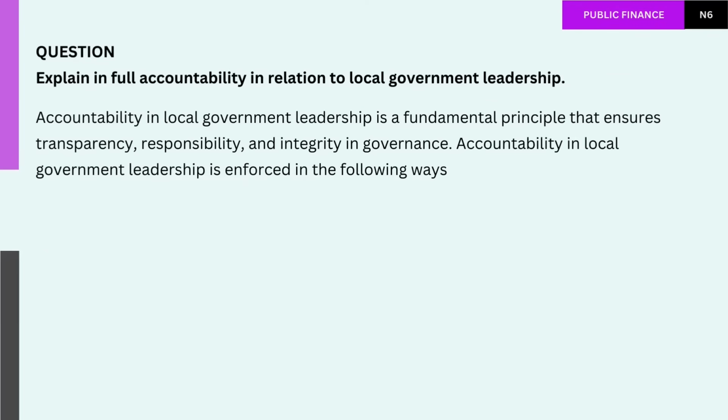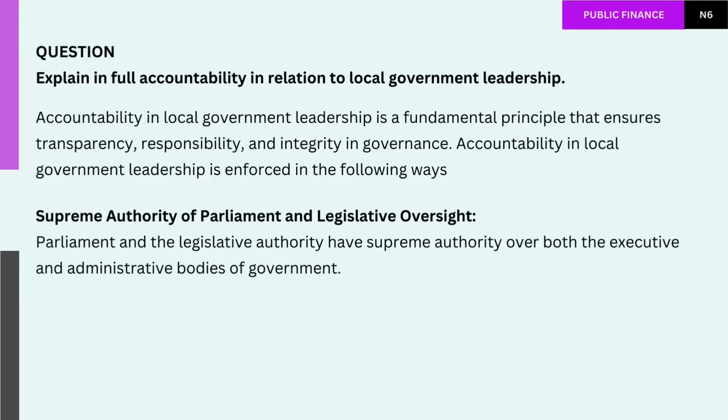Question. Explain in full accountability in relation to local government leadership. Accountability in local government leadership is a fundamental principle that ensures transparency, responsibility, and integrity in governance. Accountability in local government leadership is enforced in the following ways. 1. Supreme authority of Parliament and legislative oversight.